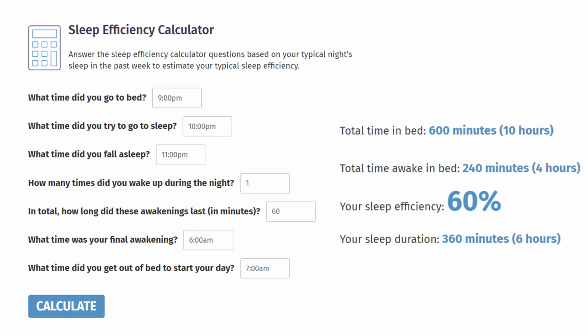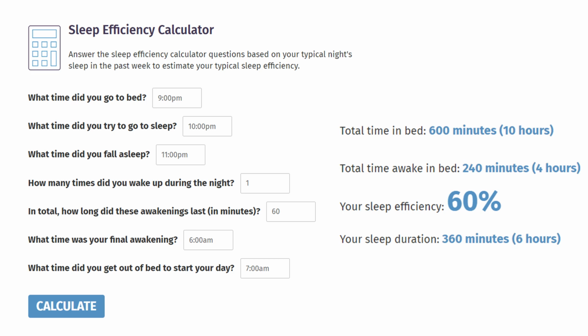Once you click that, scroll down a little bit. It may not be visible in your browser unless you scroll down. It's going to spit out the calculations for you. So you can see on the right-hand side, in the example that I've got shown here, this person had 10 total hours in bed that night because they got into bed at 9 p.m. and got up at 7.